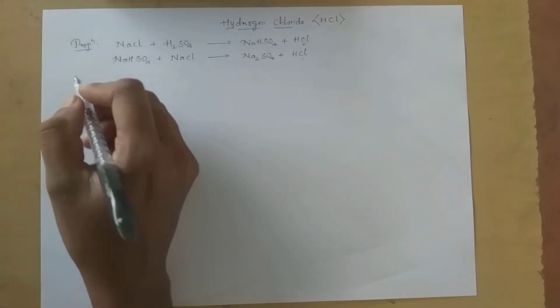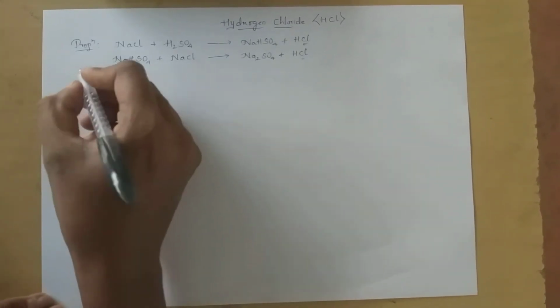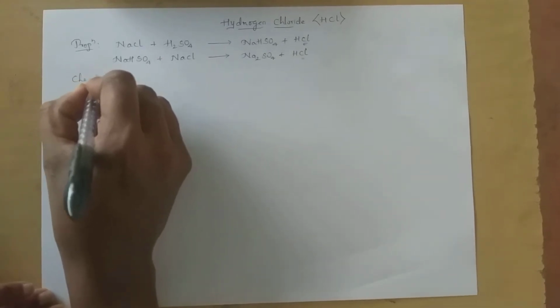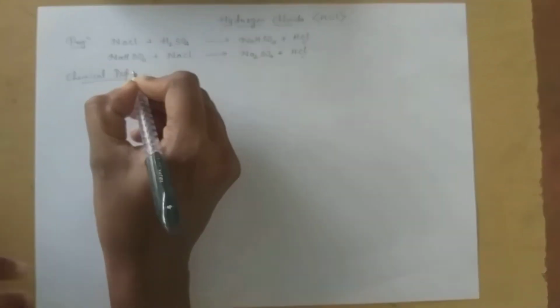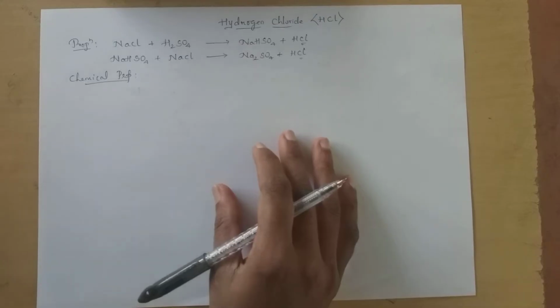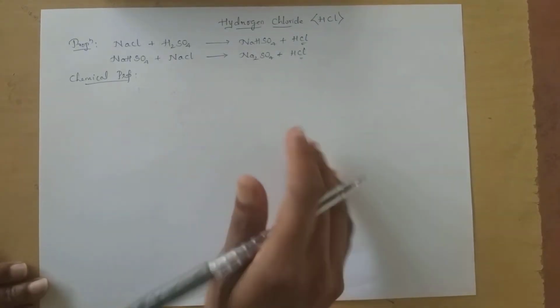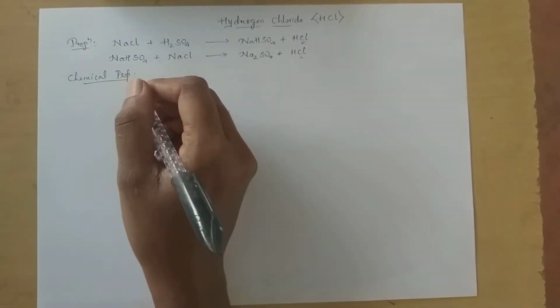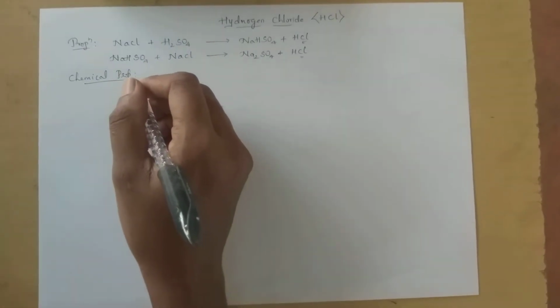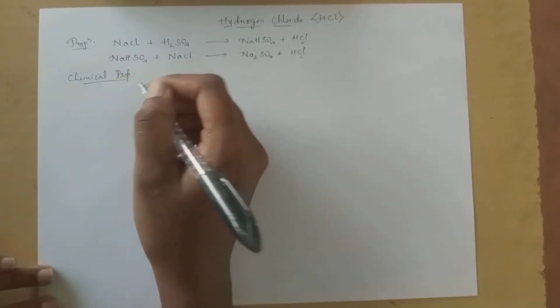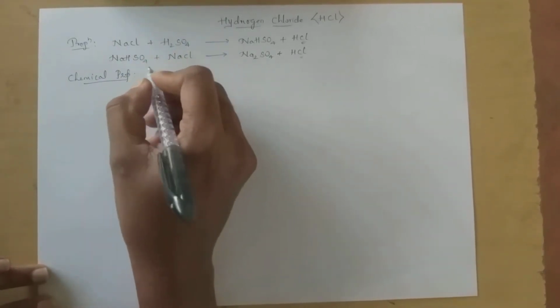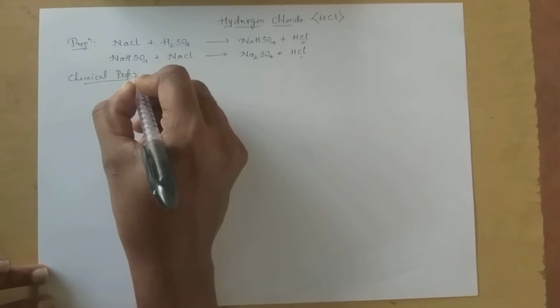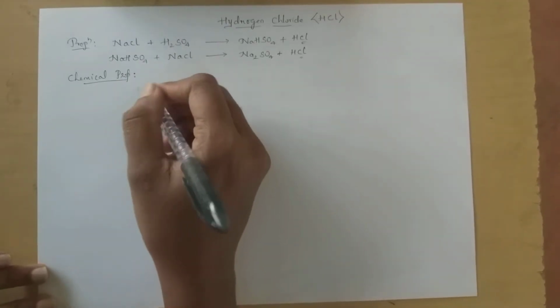Next, coming to the chemical properties. Under that, firstly, that is acidic nature. So this hydrogen chloride is easily soluble in water and it easily ionizes. Okay? It will easily dissociate into its ions.